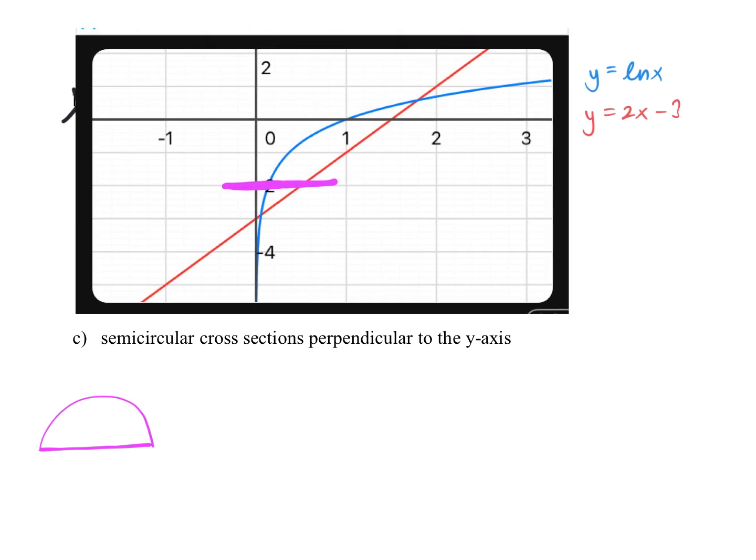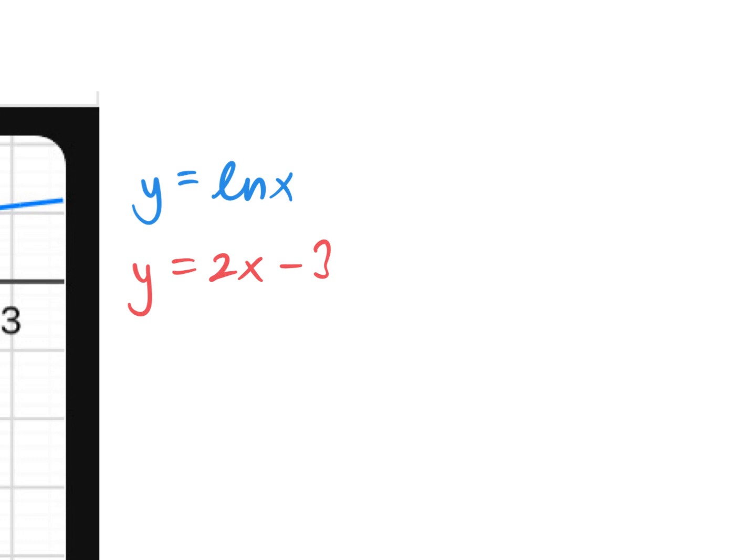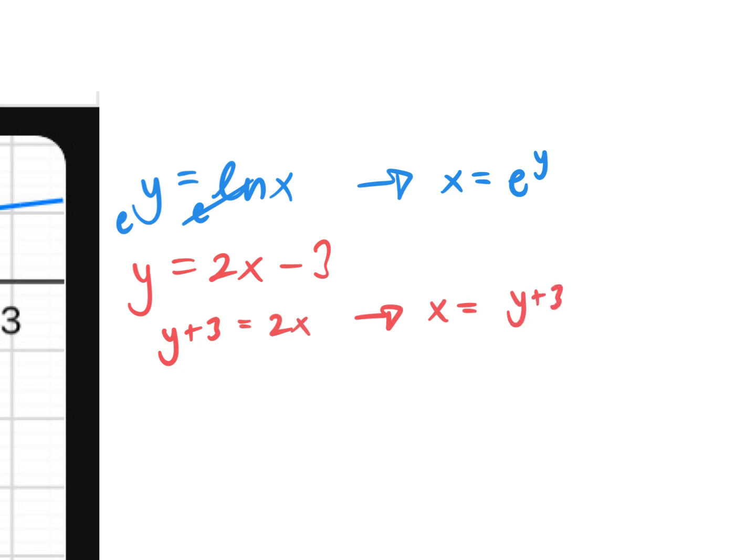However, if I take just my red curve, 2x minus 3, and subtract natural log of x, is that in terms of y? No. So what we've got to do first is solve both of these equations for x so that I have them in terms of y. For the first one, take e to the y, and the e to the natural log goes away. So x equals e to the y power. And if I solve for x here, I get y plus 3 equals 2x, so x is equal to (y plus 3) divided by 2.